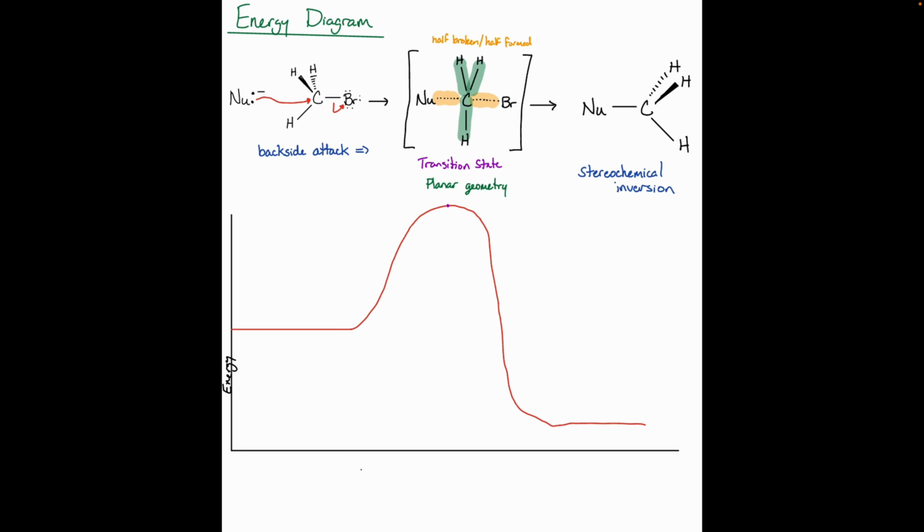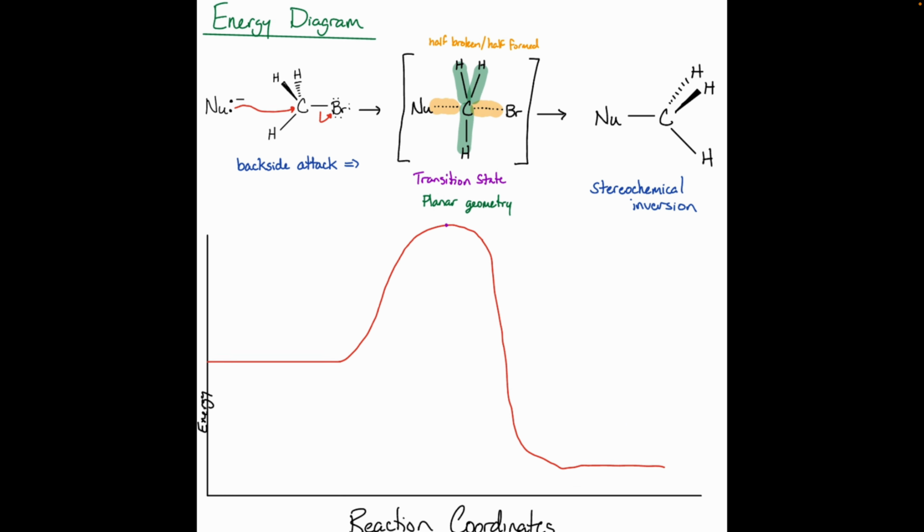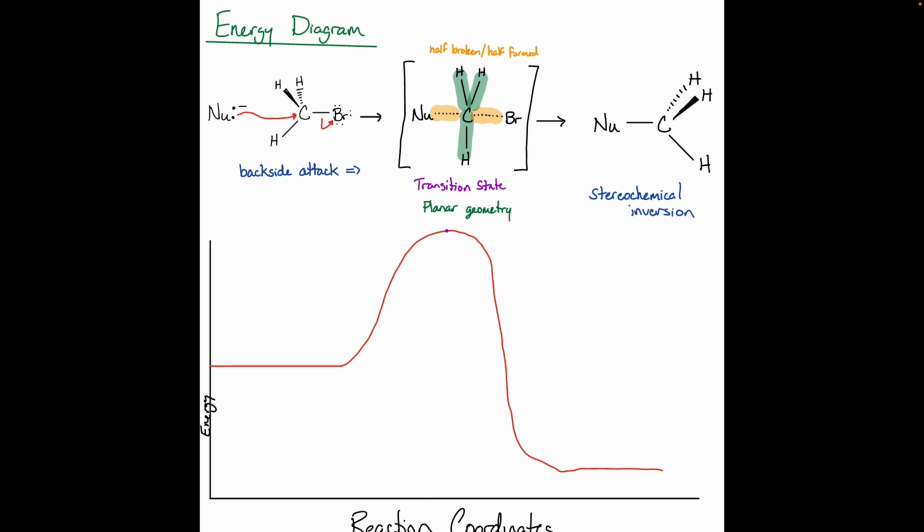All right, I guess I'm going to be good and label this axis here. These are my reaction coordinates. Now in the case of bromomethane, it doesn't really matter because there isn't a stereocenter there, but let's use a stereospecific alkyl halide. All right, so this is the stereospecificity of an SN2 reaction.